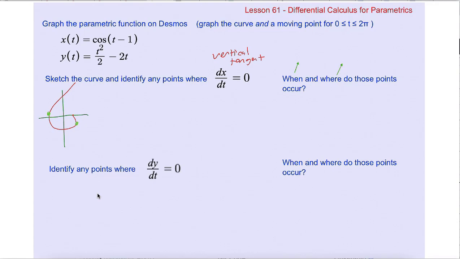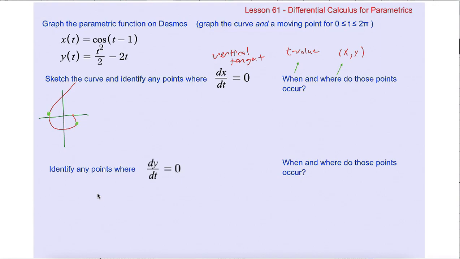In order to do that, I need to know what I mean when I say when and where. So when you're asked in a parametric function when something happens, that means you're being asked for a t-value. And if you're asked where something happens, that means you want both the x and the y. You want the coordinate. So make sure you understand those two questions. In order to do that, we want to find out where dx/dt equals 0.